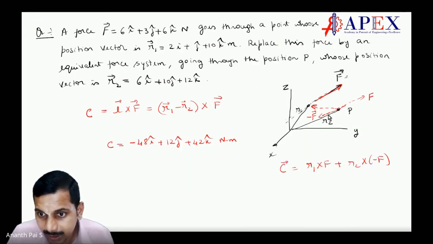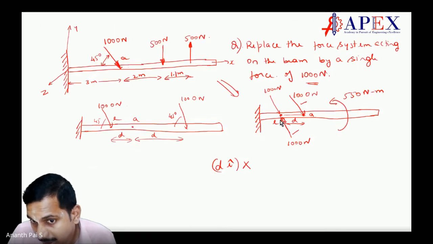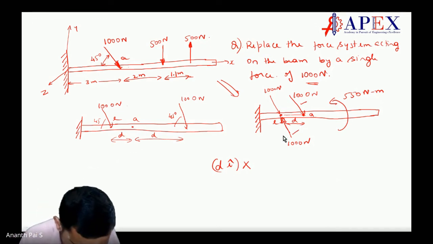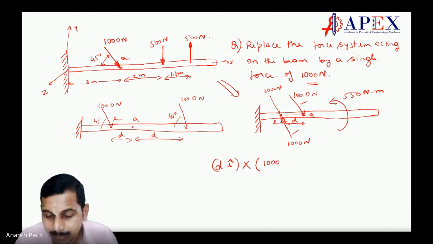When we took here, it is from the point where the moment has to be taken in the direction to the place where the force is acting. That is what we have taken as D. Similar way over here, from the point where we have to take the moment to the position where the force is acting. That is why it is D into I, positive. D into I crossed with the force. What is the force? Yes, tell me.